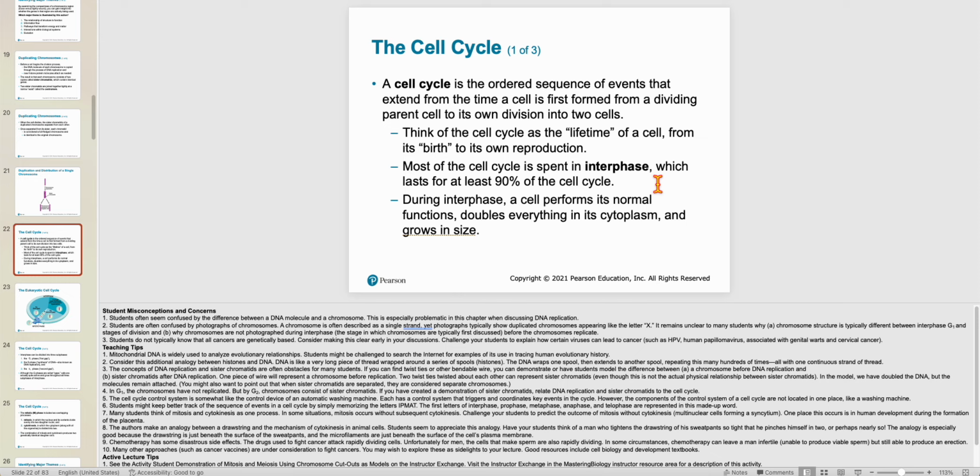Now please don't make this mistake. Just because the cell is in interphase, it doesn't mean it's not doing anything. All it means is that it's not in the process of dividing. That's all that it means. There's a whole lot of stuff going on during interphase. You just don't see it because it doesn't look like anything's happening. But things are going on during interphase. So interphase is when the cell is not dividing.